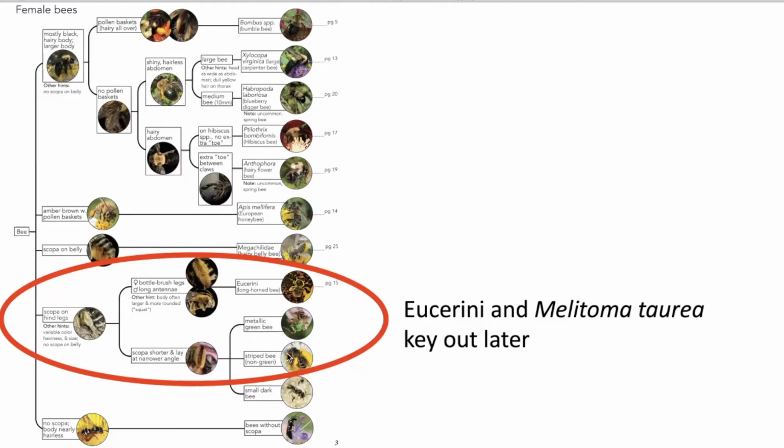We're going to actually group them with a lot of the Halictidae, which are the metallic green bees and the striped green bees. Trying to think if there's any other stripy ones. No, pretty much those. So ignore them for now, and we will get back to them later. I just wanted to mention them briefly.